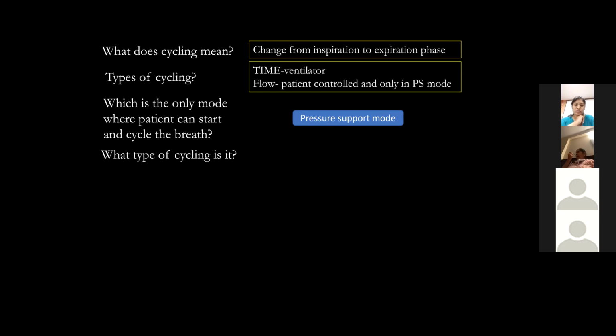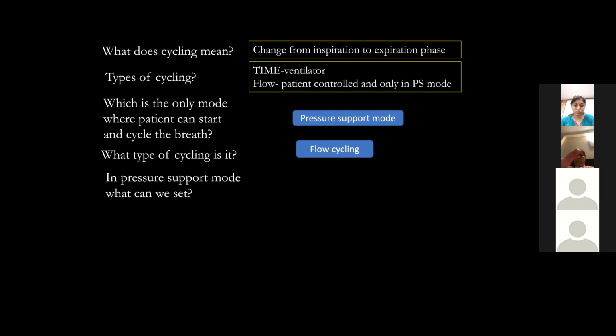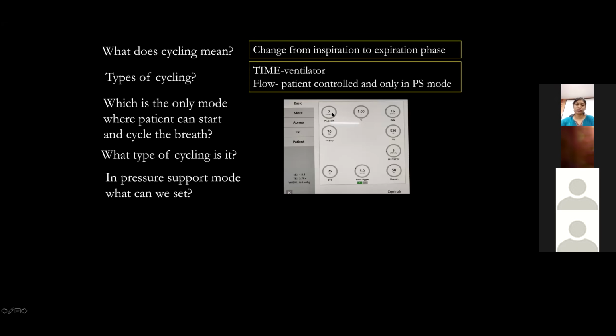What type of cycling is it? Flow cycle. In pressure support mode, what can be set? Rise time and the expiratory trigger sensitivity can be set. And tidal volume, what do you set for tidal volume? It is indirectly increased. Indirectly you increase. What do you set? See, I want pressure to give support. The pressure support can be increased or decreased. The pressure support level, isn't it? This is what you set. Then you always set FiO2 and PEEP. That is common for all modes.